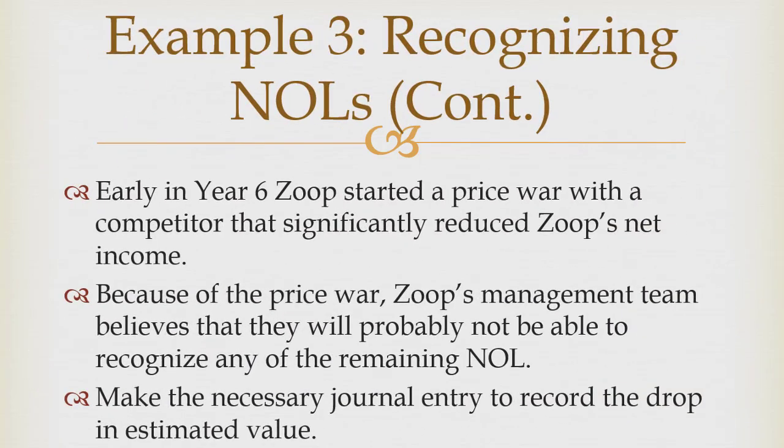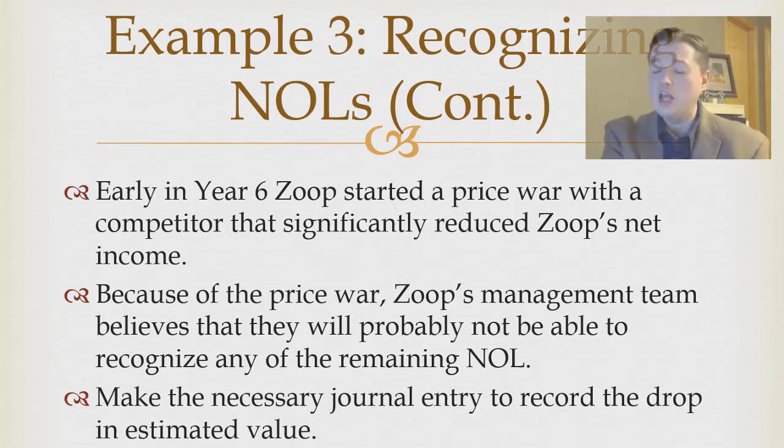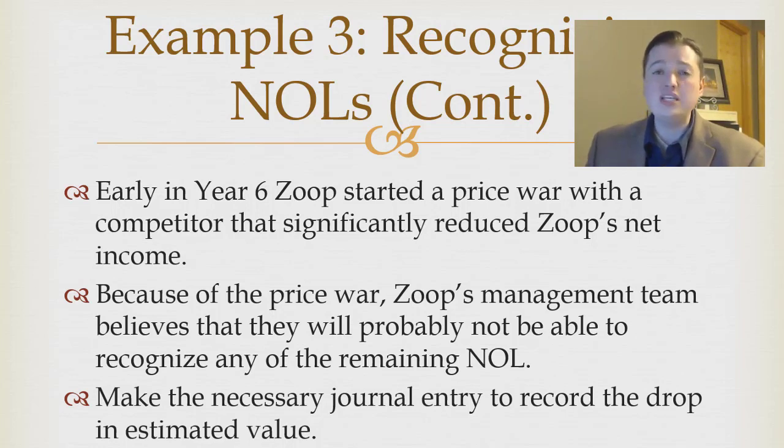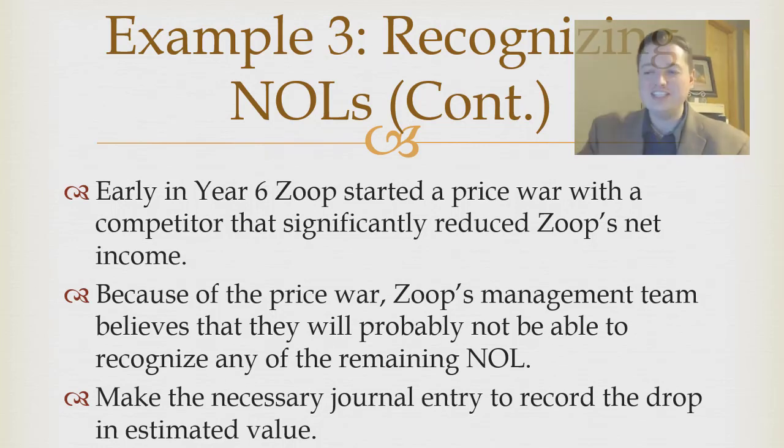In year 6, they've started a price war with a competitor. It looks like they'll be able to keep their doors open, but they're not going to report any taxable income. So they'll be able to meet payroll, etc., and that's it. Because of the price war and these really low profits, we're not going to be able to recognize any NOL. Now, this is really sad if you think about it, because we're 2 years into a 20-year period, and they don't think they're going to get to use the NOL over the next 18 years. How they're going to stay in business for 18 years with no profit, I don't know, but just go with it for the sake of this example.